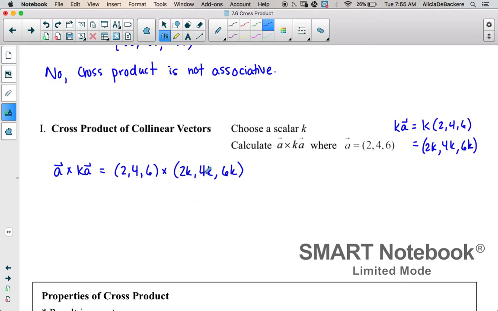Maybe you chose half for k, and then you would end up with 1, 2, and 3. Or maybe you chose 100, and you got 200, 400, 600. Maybe you chose k as negative 1, and you got negative 2, negative 4, negative 6. You got some sort of other vector here. So I want you to pause the video and go off and do the cross product of those. Everybody's got a different answer, so you got to try it on your own.